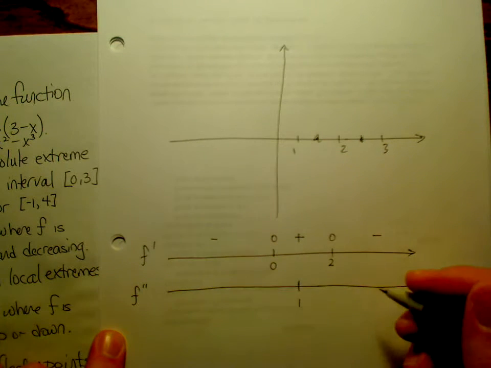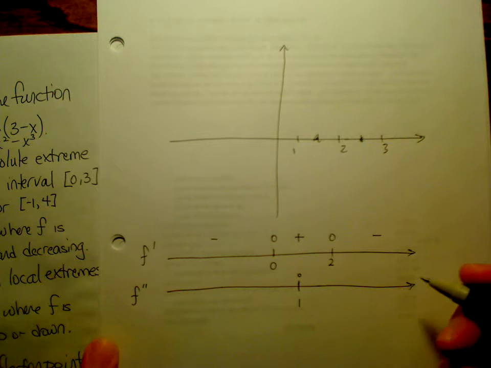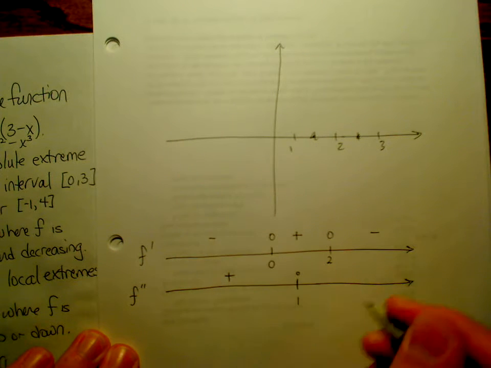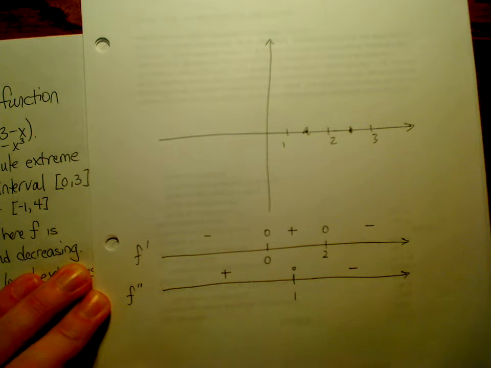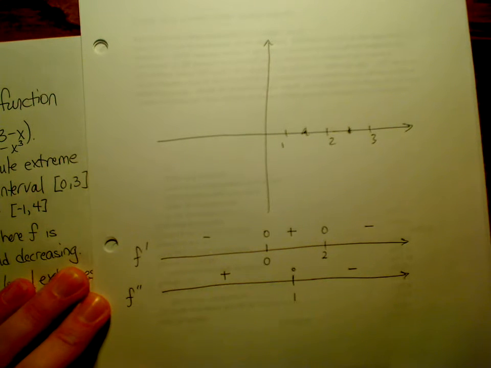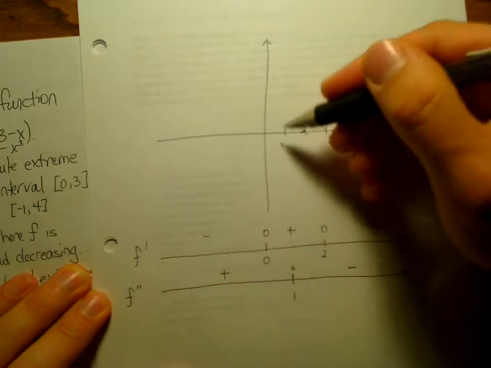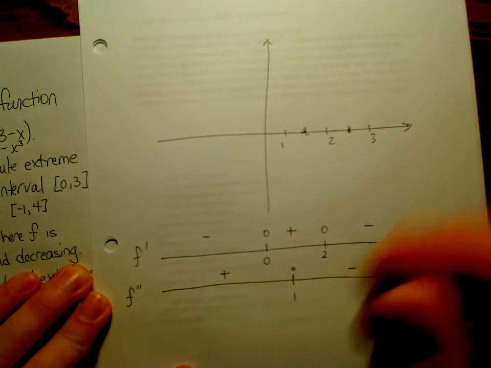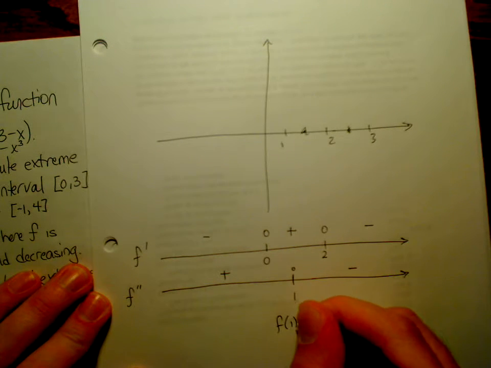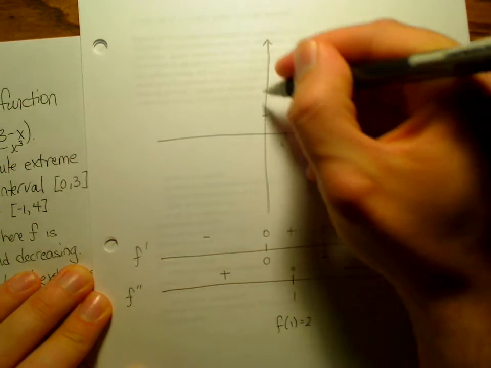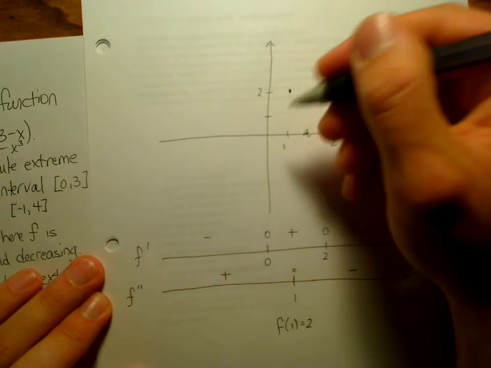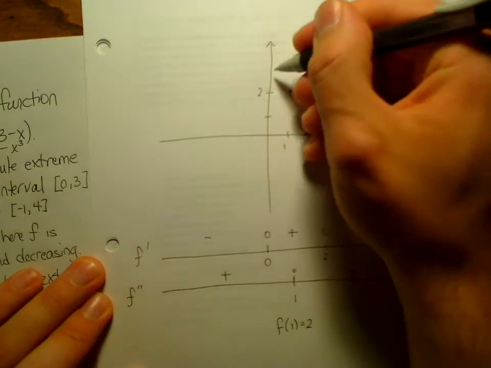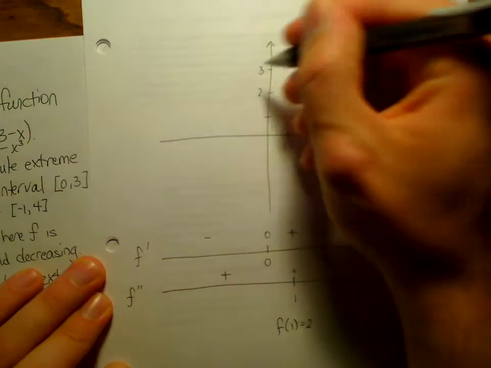F double prime was interesting at 1 because it was 0, and then it was positive to the left, negative to the right. Some people like to write a bunch of little positives, a bunch of little negatives. It's fine, keeps you straight. I'm just going to line this up as best I can. We also found out that f of 1 was 2. That was actually an inflection point. Earlier, in an earlier video, we found that f of 2 was 4, I believe.